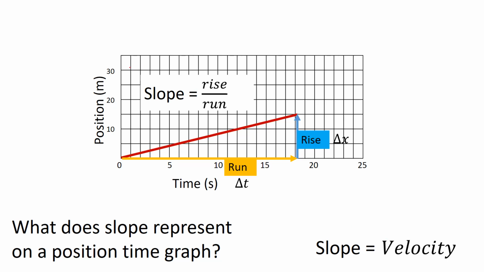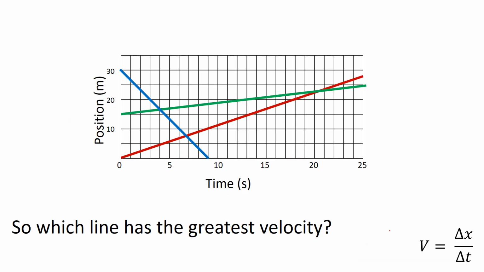So this is one way to remember. If you see a position time graph, position is x, time is t, x over t is nothing more than the velocity. Okay, so the question that students have, they ask me, Mr. Holden, which one has the greatest velocity? And you have 3 lines here.